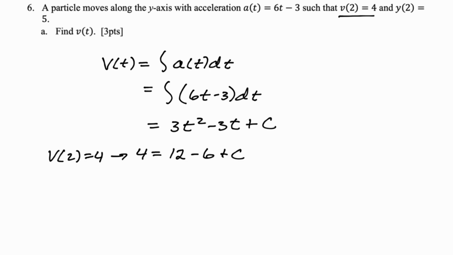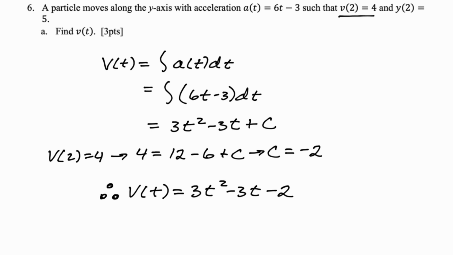V of 2 is equal to 4, which means that 4 is equal to 3 times 4 minus 3 times 2 plus c. And then that'll tell us that c is negative 2. And therefore, v of t is 3t squared minus 3t minus 2. All right, that's the answer to that.